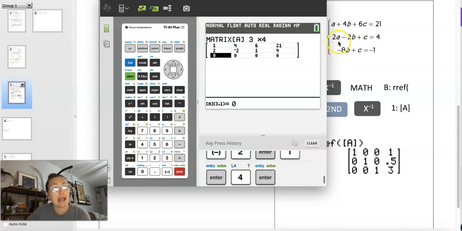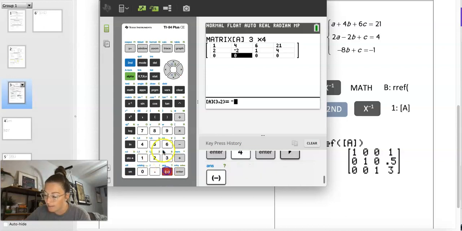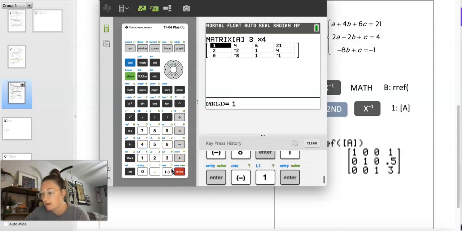Last one, I'm missing an A value, so it's a 0. So we'll move over. And then I have a negative 8. Then I have a 1. And then I have a negative 1. Okay, so now everything is in my matrix.